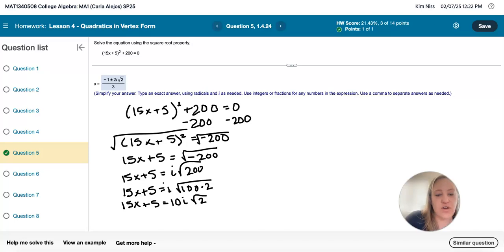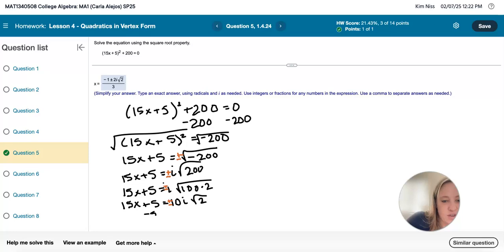The other thing too, you have to make sure that you have your plus or minus. Whenever you take the square root of both sides, you end up with a plus or minus, so we have to remember to have that there. So plus or minus, because you essentially have two solutions.